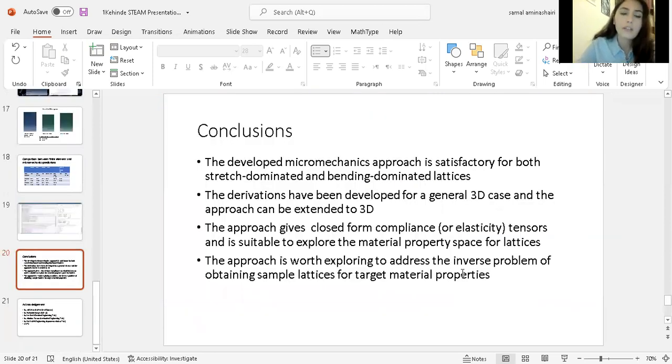In conclusion, the developed micromechanics approach is satisfactory for both stretch-dominated and bending-dominated lattices. The derivation has been developed for a general 3D case, and the approach can give closed form compliance or elasticity tensors for lattices. The approach is worth exploring for target material properties.